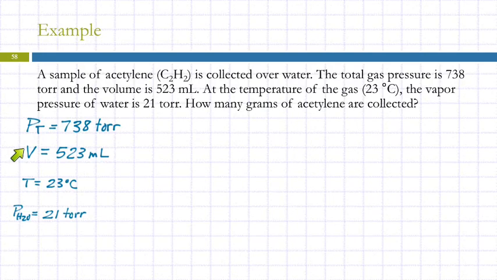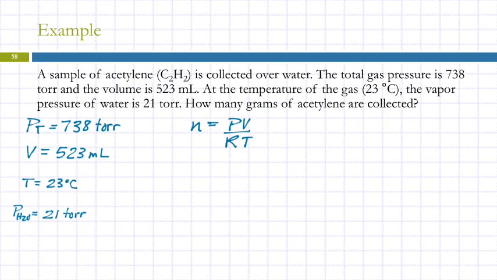Well, what does volume, temperature, and pressures make you think of? Ideal gas law. What can we calculate with this information in the ideal gas law? Moles. So we could calculate moles, and then we've got the chemical formula here. We can find the molar mass and convert it to grams. So we're going to find the moles, and then we're going to find the grams. Okay, so the number of moles is PV over RT.